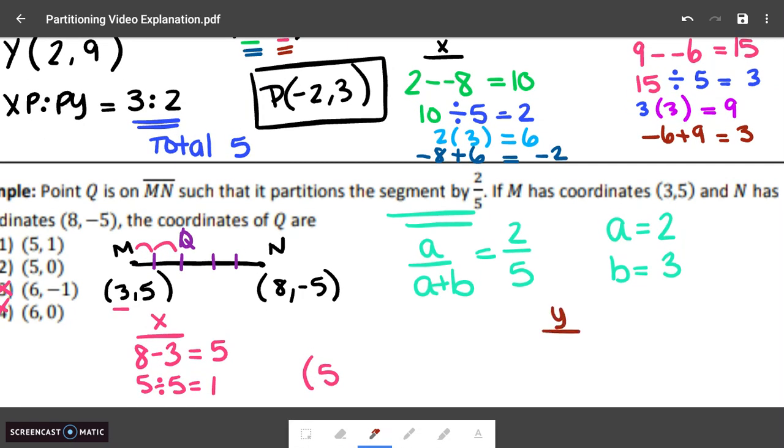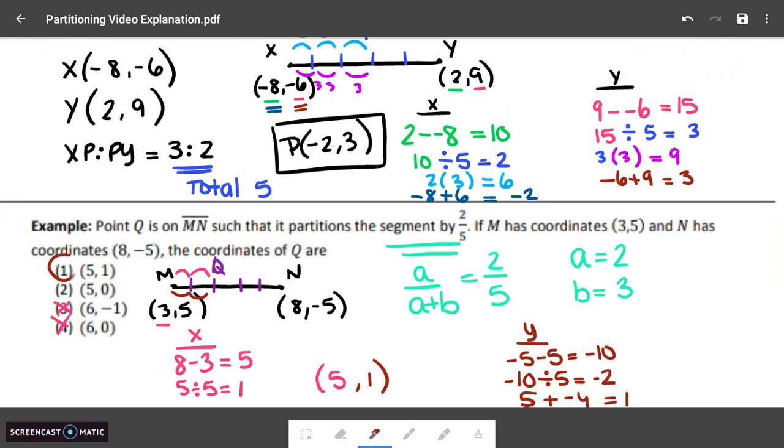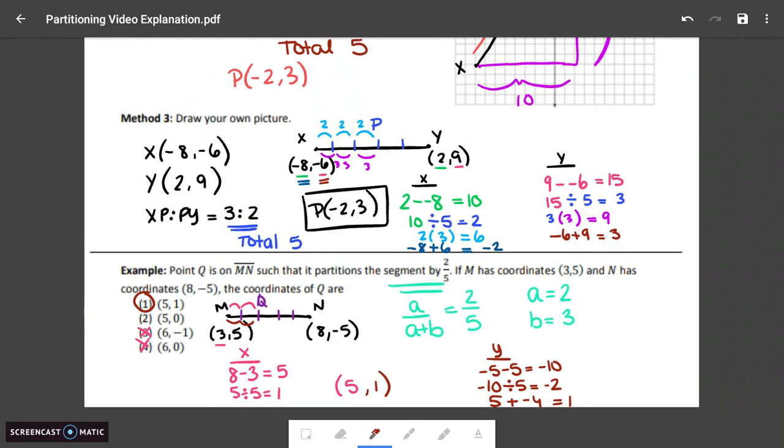We're going to do the same thing for y now. Negative 5 subtract 5 is equal to negative 10. Negative 10 divided by 5 is negative 2. So it's changing by negative 2 each time. So we're going to have negative 4 total onto the 5. So 5 plus a negative 4 equals a positive 1. So it's going to be choice 1 here.